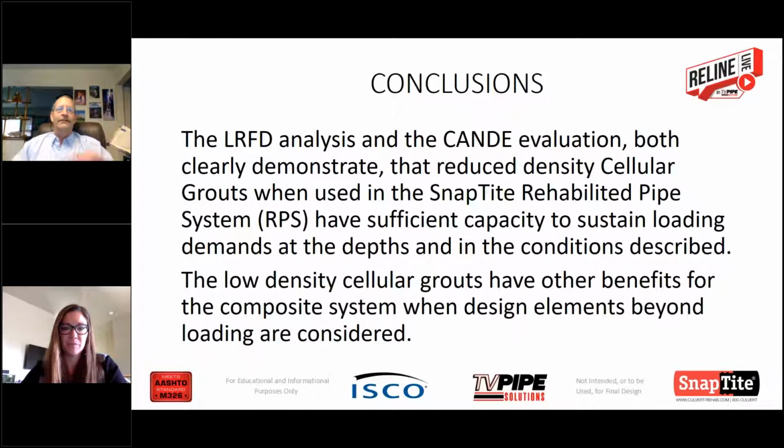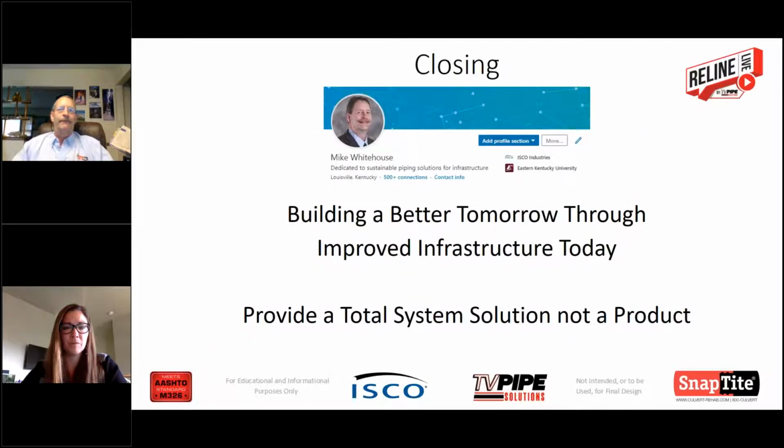And again, in conclusion, the LRFD methodology clearly shows that we have the capacity to handle these demands. And the lower density grouts have other benefits to the composite system beyond just the loading that we've talked about. These are just some general philosophies of mine. I'm dedicated to providing sustainable piping solutions for infrastructure. I believe in building a better tomorrow through improved infrastructure today. And I look at providing a total system solution and not just a product.